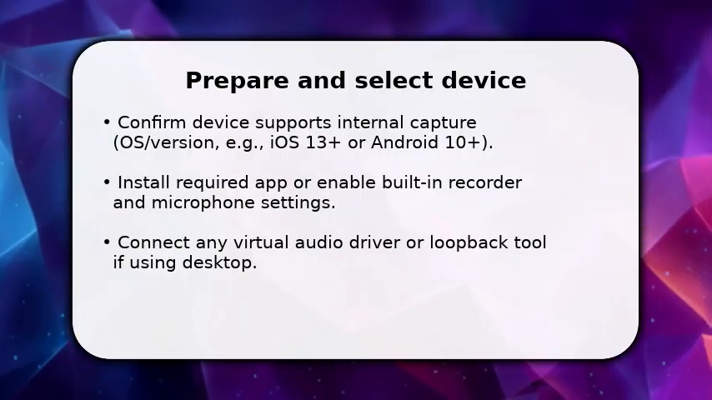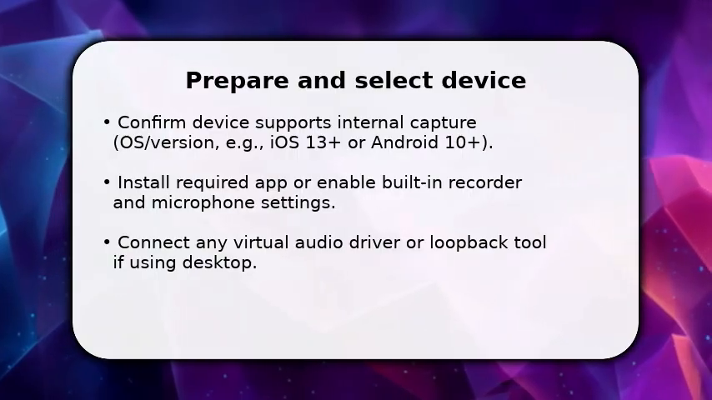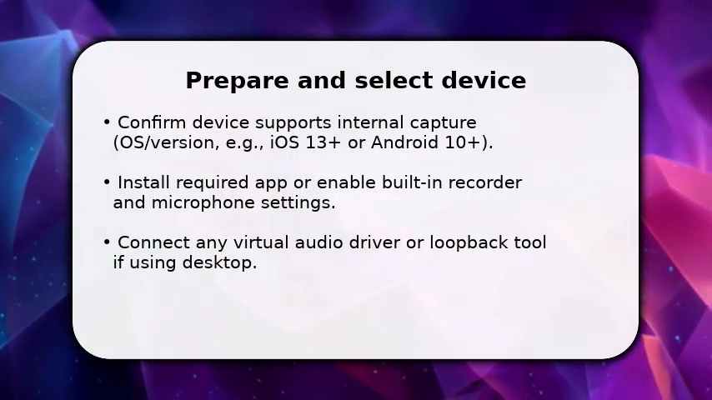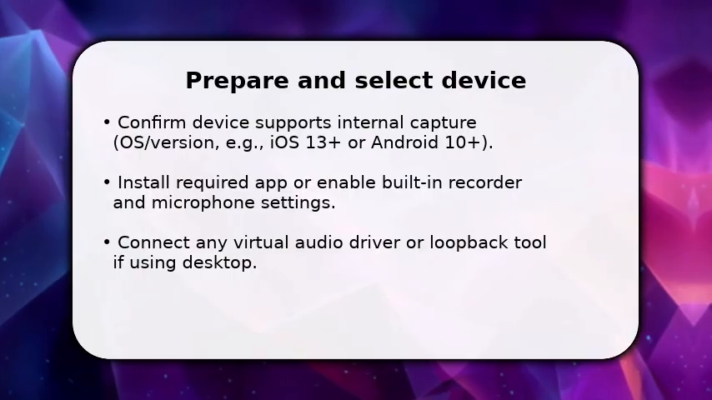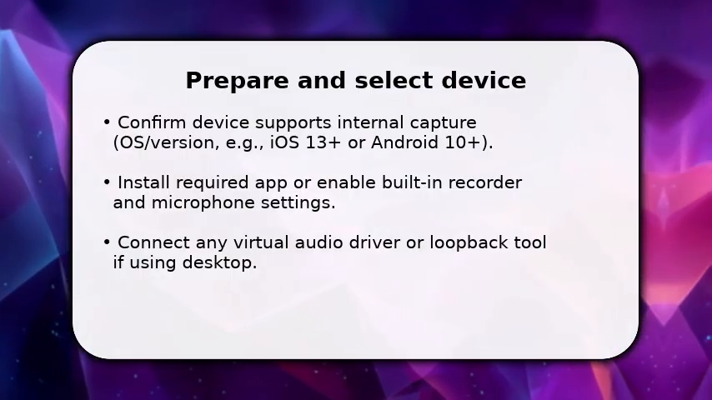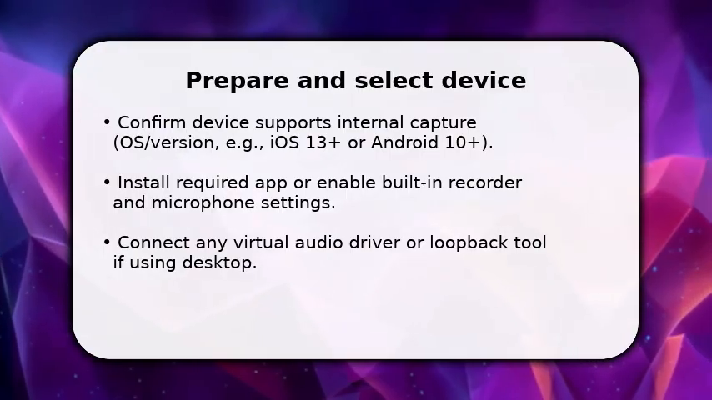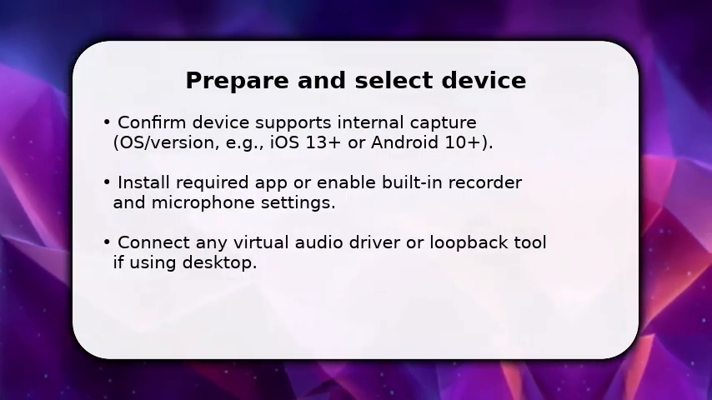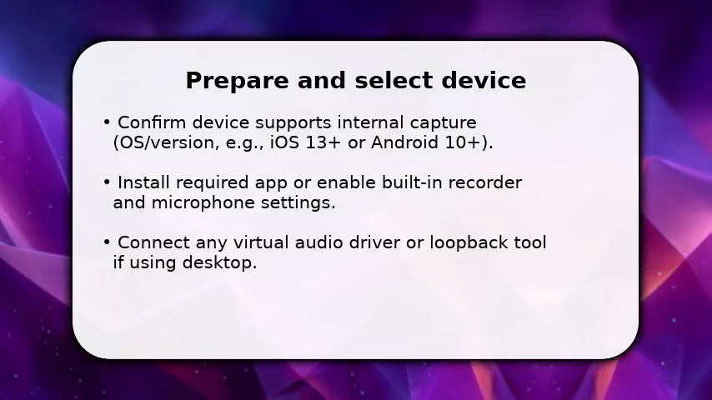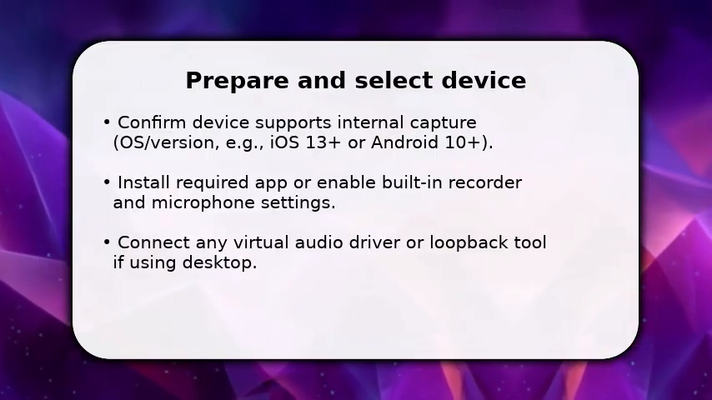You start by confirming your device supports internal audio capture and selecting the correct recorder. Enable the built-in recorder or install a trusted app. Make sure OS and app permissions allow audio access. If on desktop, install and enable a virtual audio driver or loopback tool and set it as default playback device.